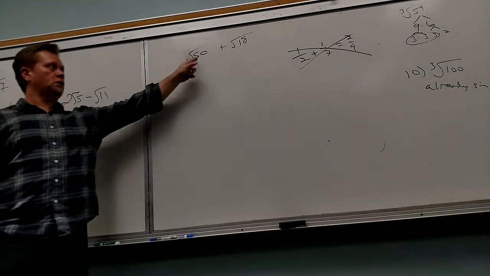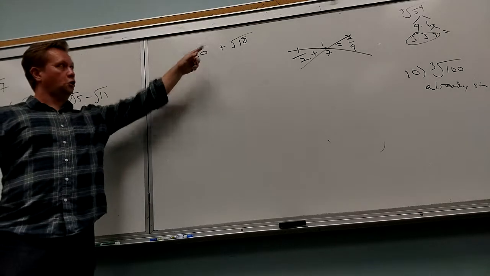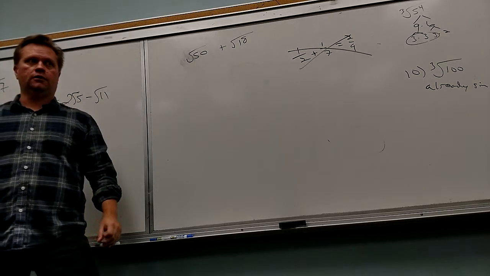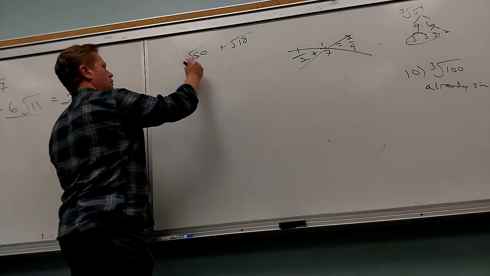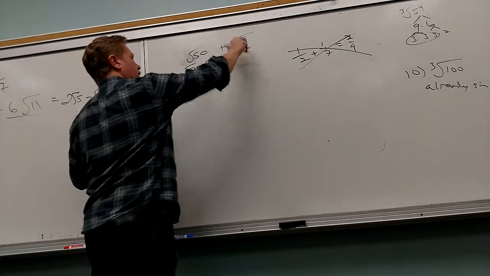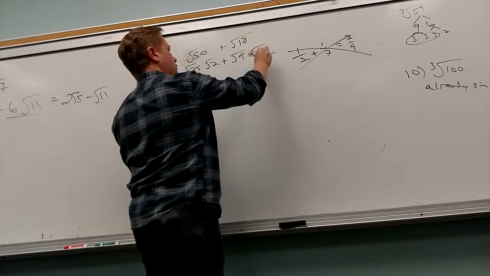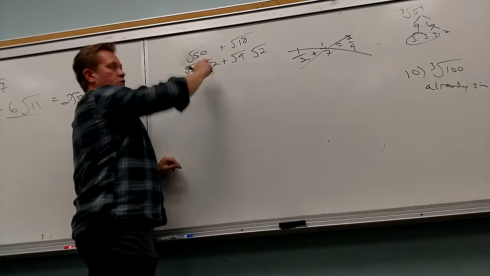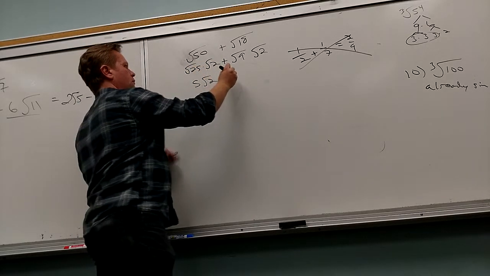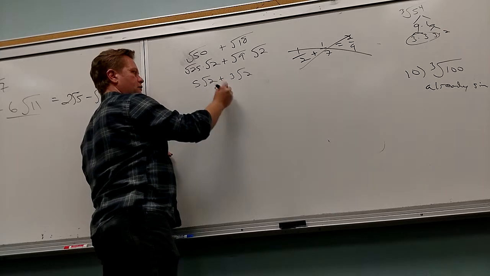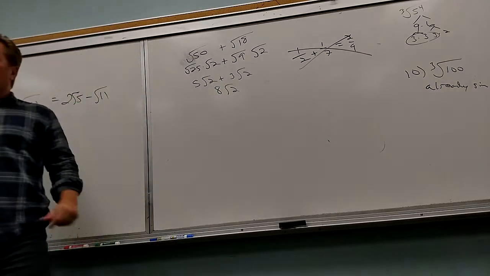Well, I can do something with square root of 50, can't I? So they're currently not like terms, but maybe I can uncover like terms. Square root of 50 is square root of 25 and square root of 2. Square root of 18 is? 9. Yes. Do you see how they're both going to have that left? So I got 5 roots of 2 plus 3 roots of 2. 8 roots of 2.